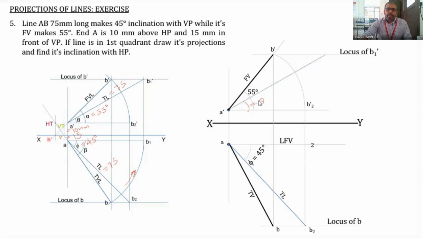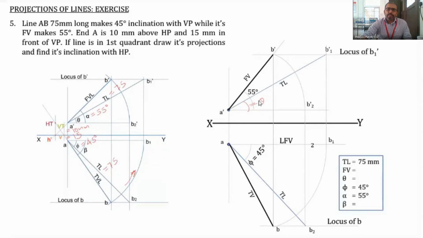Now in order to get the true inclination with the HP, we draw the true length line in the front view. So we obtain the value of theta there. So B1 dash, B1 as well as B is obtained. And finally we mark all the dimensions in the rectangle.